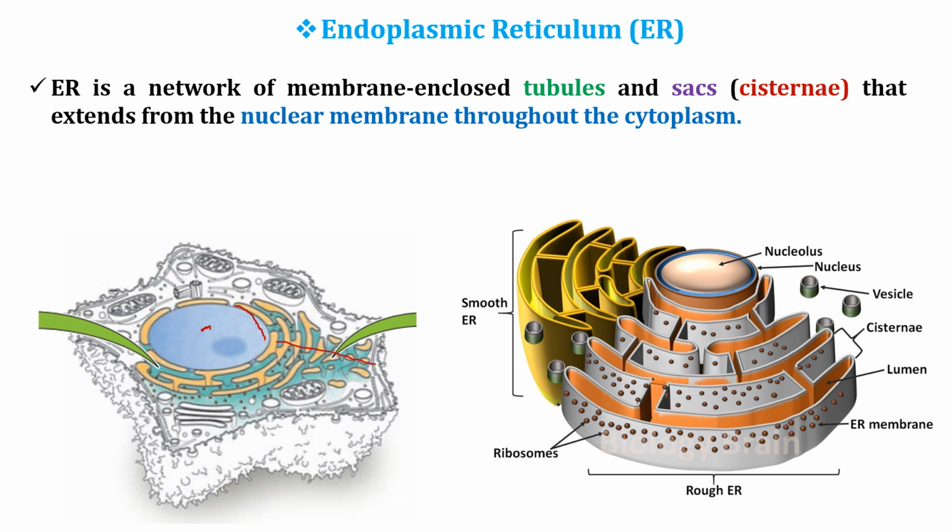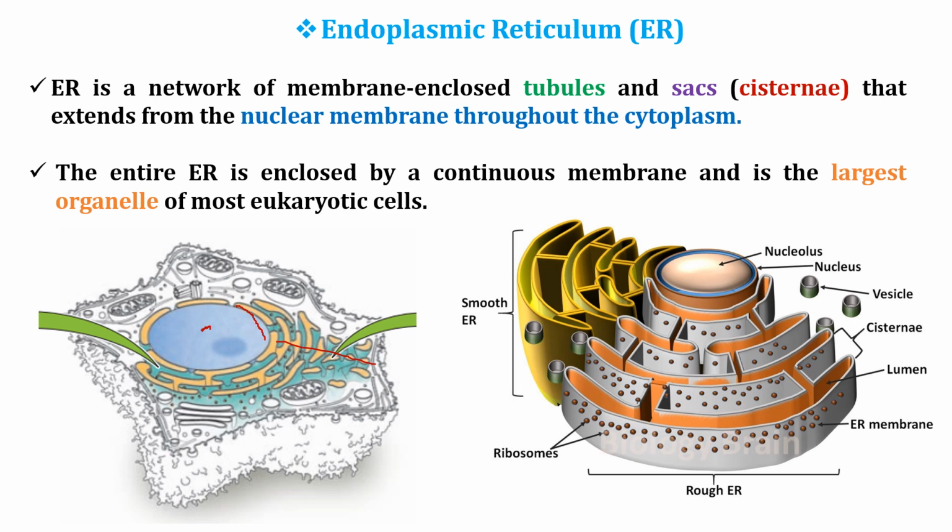The space enclosed by the ER, that means the lumen or cisternal space, may represent about 10% of the total cell volume. The entire ER is enclosed by a continuous membrane and is the largest organelle of most eukaryotic cells. Ribosomes are attached to the cytosolic face of the ER membrane. So here is the rough endoplasmic reticulum. These ribosomes are attached to the cytosolic face, not the nucleus face, on the outer side. This is a continuous membrane.